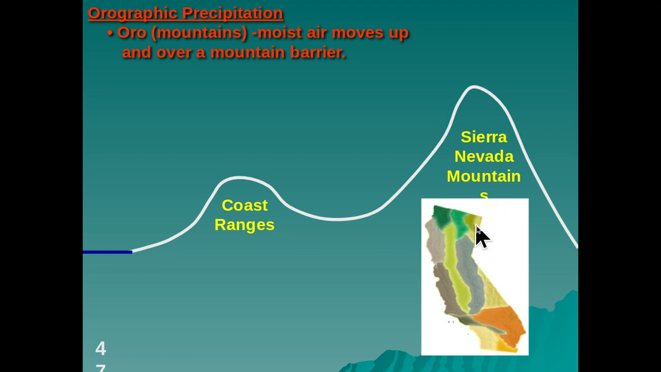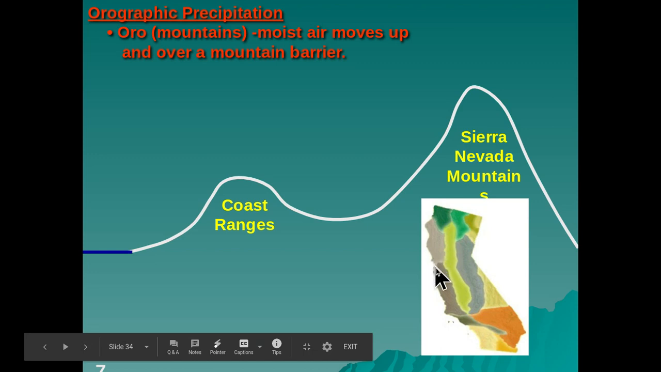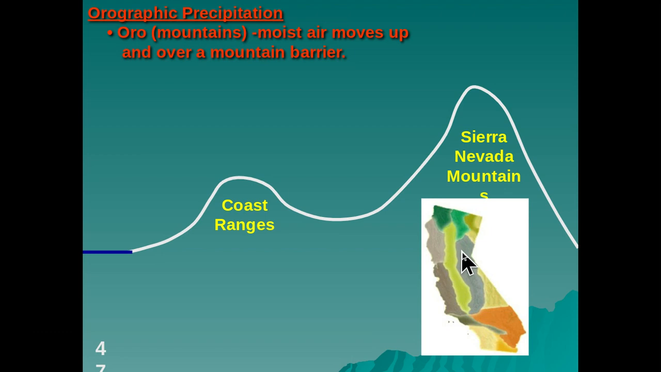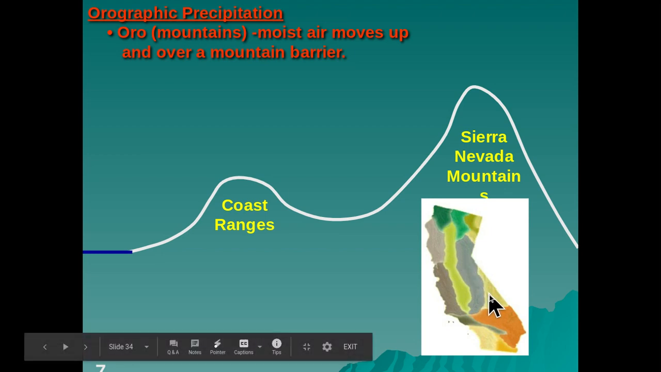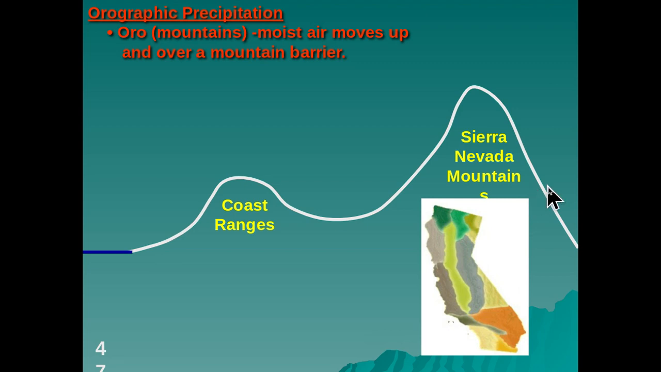This is a map of California, so this is an aerial view of California. Here would be the Pacific Ocean. Here would be the coast ranges. Here would be the San Joaquin Valley. Here would be the Sierra Nevadas, and over here is the Mojave Desert, which in this cross-sectional view is the Mojave Desert.